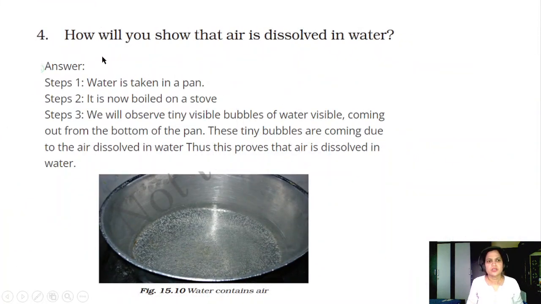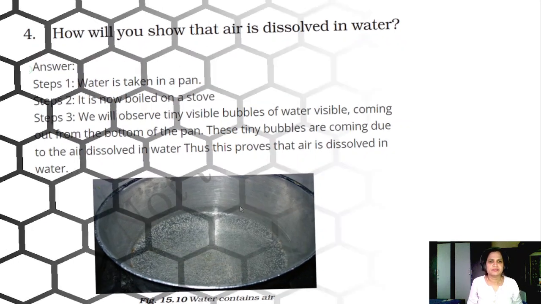Question number 4. How will you show that air is dissolved in the water? Answer. The activity for this is step 1, water is taken in a pan like this. Then step 2, it is now boiled on the stove. We will observe tiny visible bubbles coming out from the bottom of the pan. These tiny bubbles are coming due to the air dissolved in the water. Thus, this proves that air is dissolved in the water.